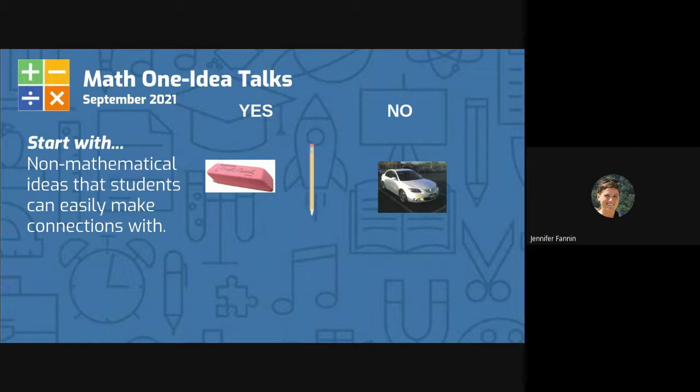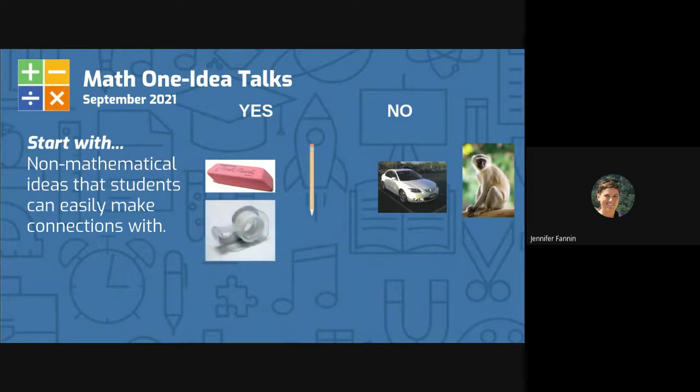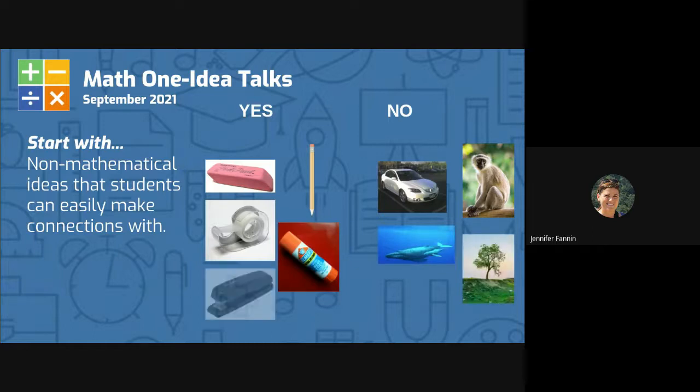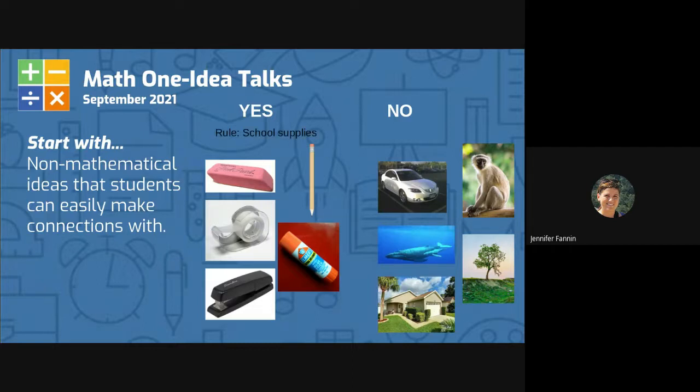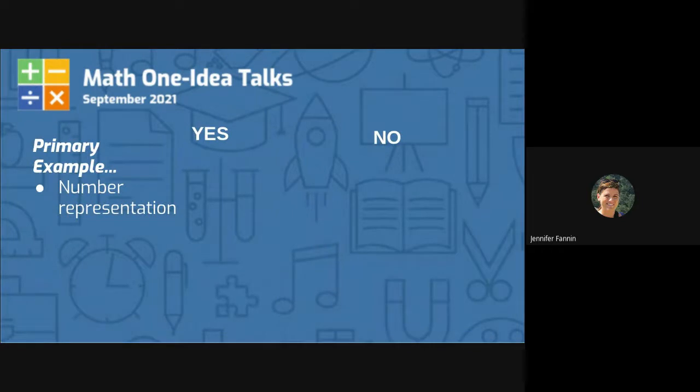Then we have a pencil. The yes column, no column now has a monkey revealed, tape for the yes, etc. And towards the end, we have students guess at what the rule for the sort might be. And at the end, we show that it is indeed school supplies for the yes column and not school supplies for the no column. Here's another primary example.